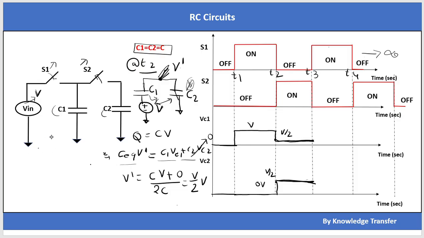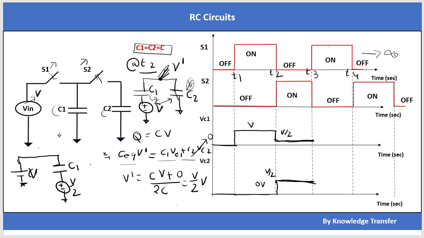Okay, if I redraw at the time when S1 is on and S2 is off again, this will be the same again. This is the voltage source, and it is connected like this, and there is a capacitor C1, but now it has some initial voltage, which is V by 2. This is C1, this is ground, and this is again V volt.